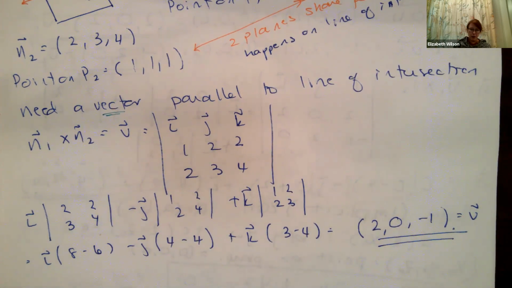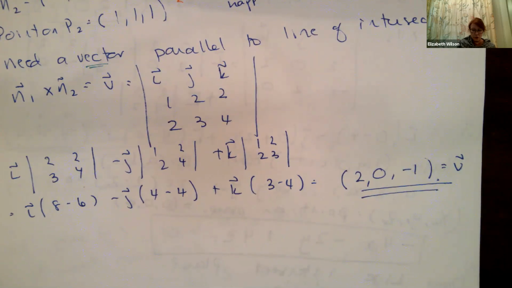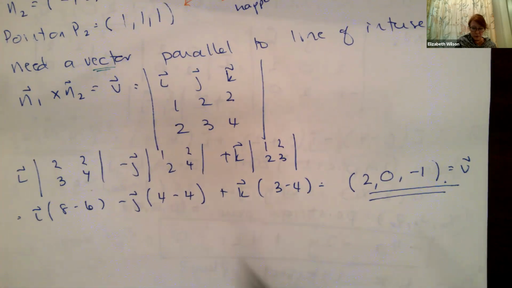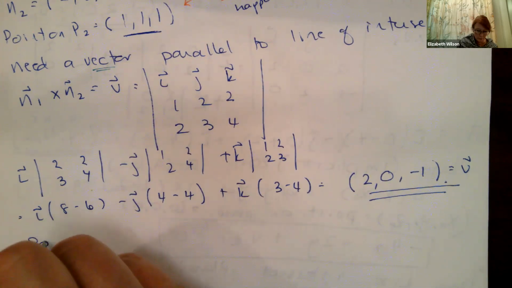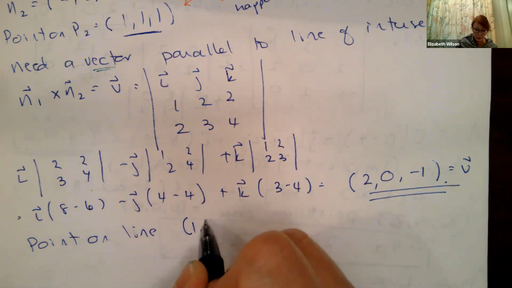You get 2, 0, minus 1 as your vector, which is the cross product of the two normal vectors. And now I have a point on the plane. This is the point that's shared between them. So let's write that down. The point on the line is the point that's shared between the two planes.